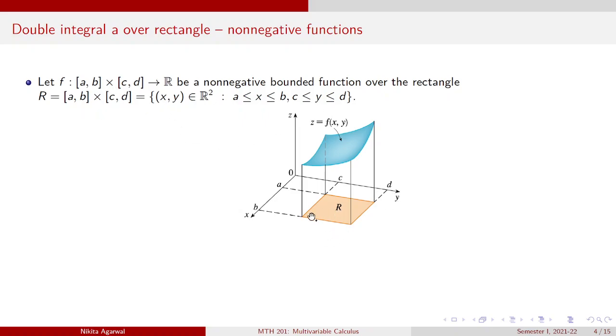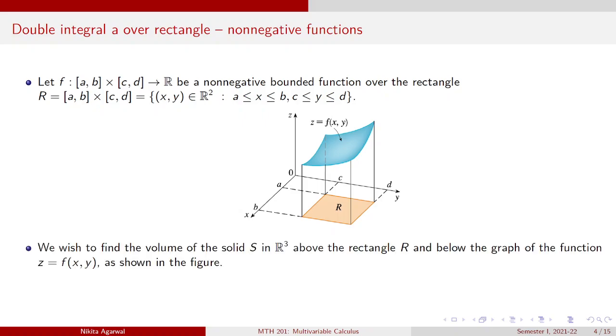Okay. So here you can see, if you look at the xy plane here, this R is basically the R we just spoke about, right? So the x coordinates go from a to b and y coordinates go from c to d. So that will give you a rectangle in the plane xy.